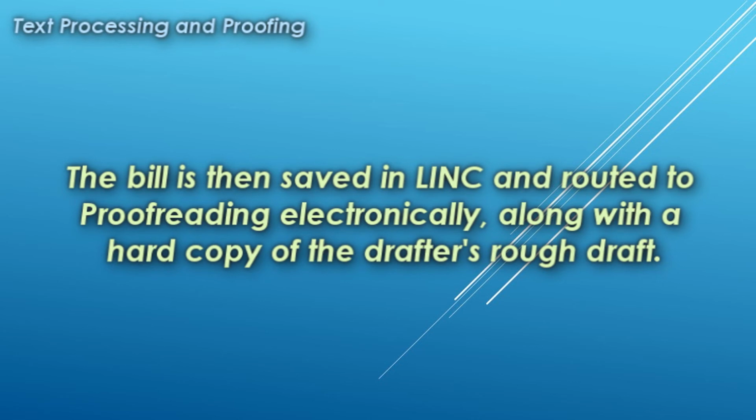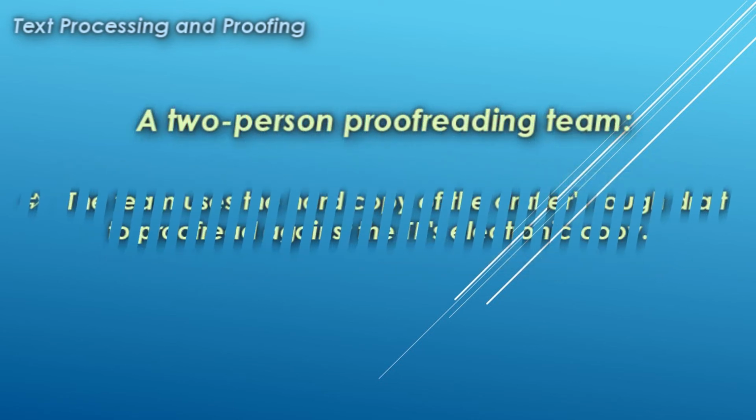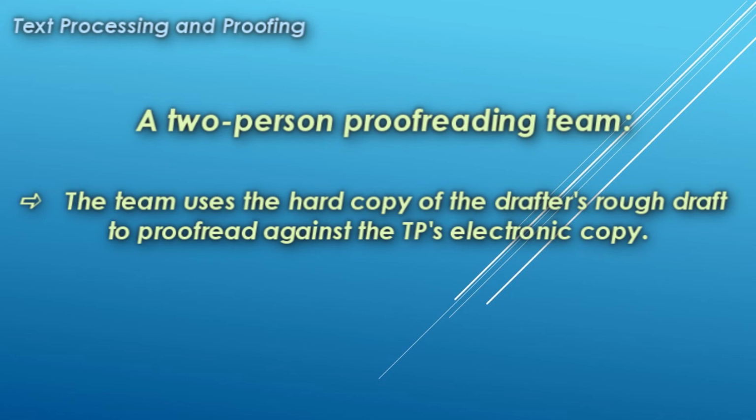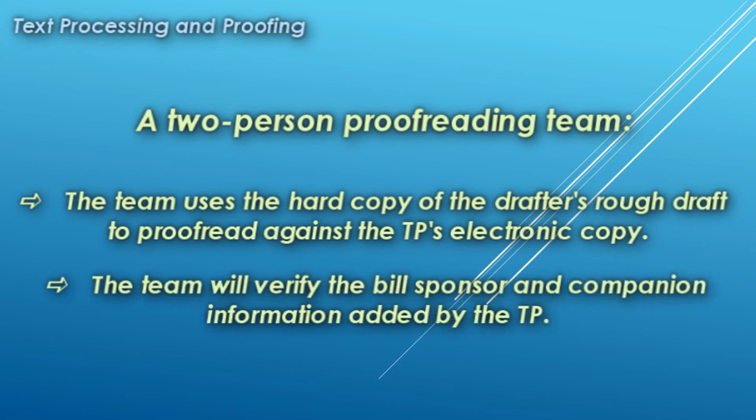Next, the TP will update bill section metadata, set effective and applicability dates, run spell check, and apply page and line numbers. The bill is then saved in LINK and routed to proofreading electronically along with a hard copy of the drafter's rough draft. A two-person proofreading team uses the hard copy of the drafter's rough draft to proofread against the TP's electronic copy. The team will verify the bill sponsor and companion information added by the TP.